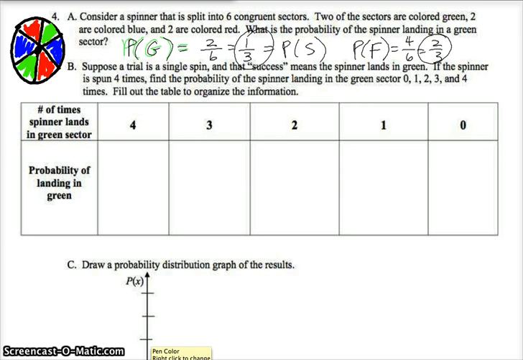It says, suppose a trial is a single spin, and the success means the spinner lands in green. If the spinner is spun 4 times, find the probability of the spinner landing in green 0 times, 1 time, 2 times, 3 times, or 4 times. Fill out the table to organize the information. So if the spinner is spun 4 times, that is the exponent you should take in your binomial expression. So we have success plus failure, and we're doing that 4 times, so I'm taking that to the 4th power.